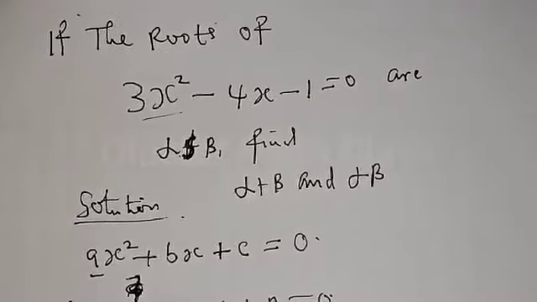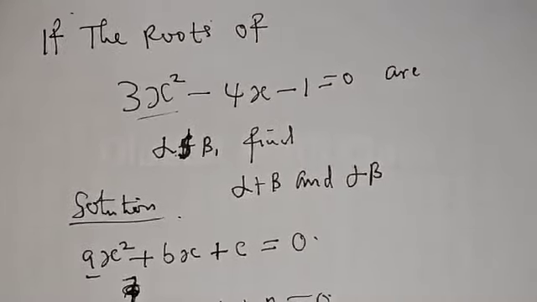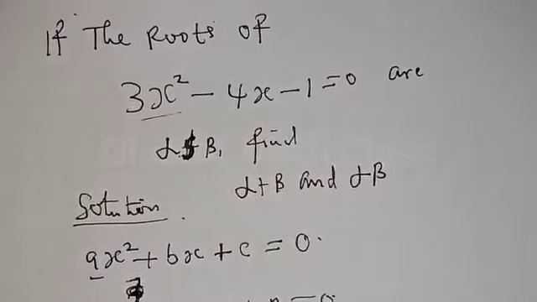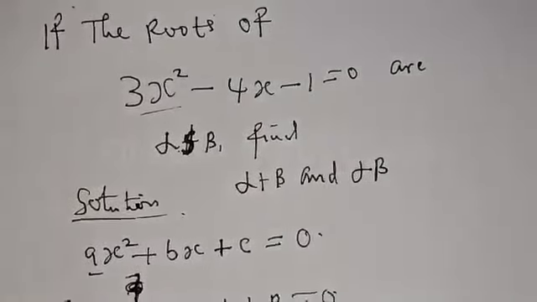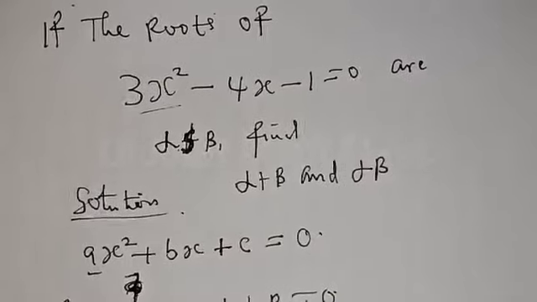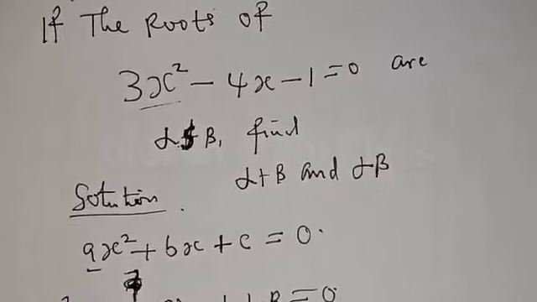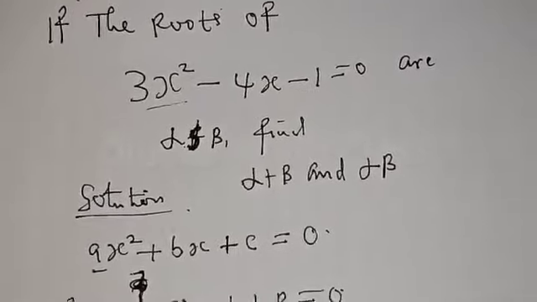If the roots of 3s squared minus 4s minus 1 is equal to 0 are alpha and beta, find alpha plus beta and alpha beta.